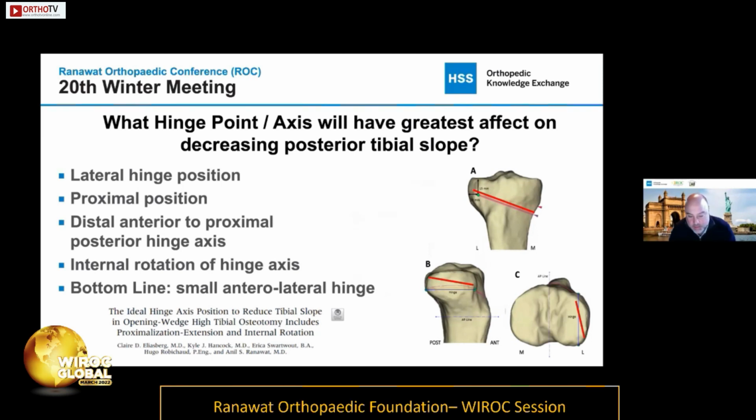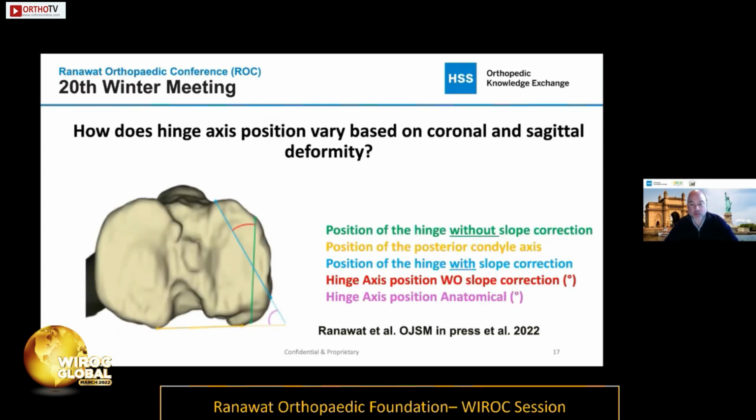So the bottom line is a small anterolateral hinge, which makes sense, which really destabilizes the osteotomy, is the best way to manipulate slope. This is really hard to do without, I'd say, PSI technology. I did it before, and you have to sometimes break your lateral cortex posteriorly to get this small anterolateral hinge. So here's another way of looking at it.